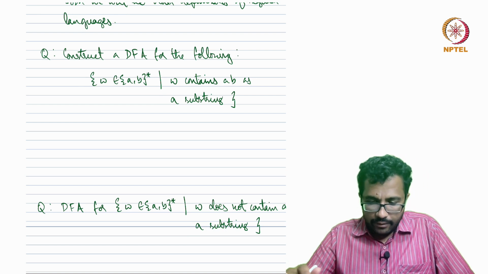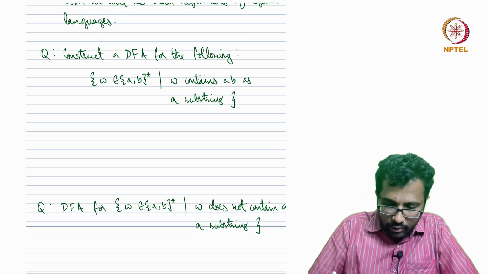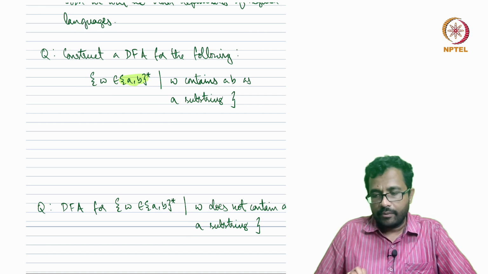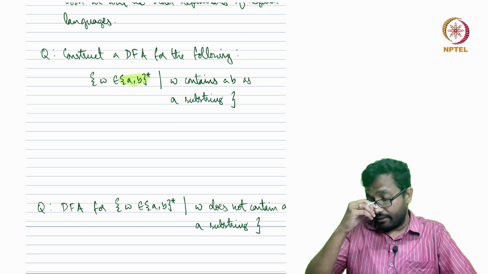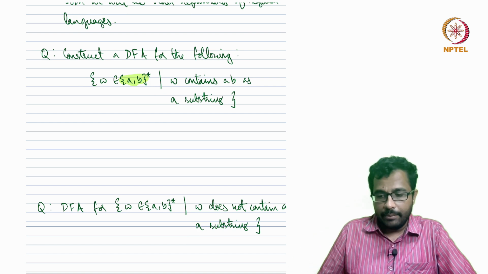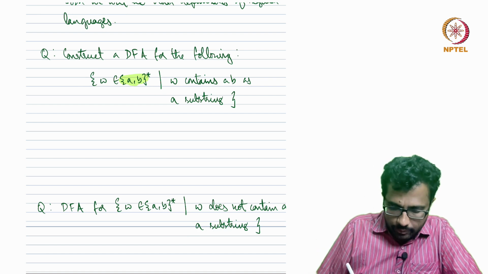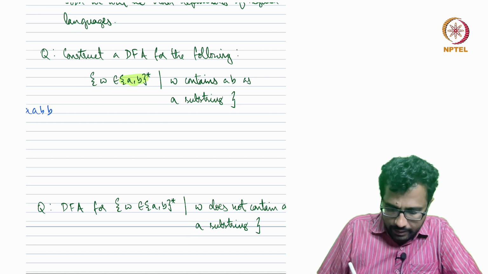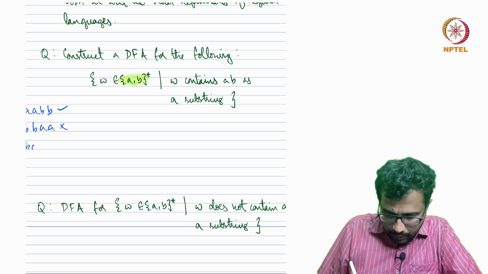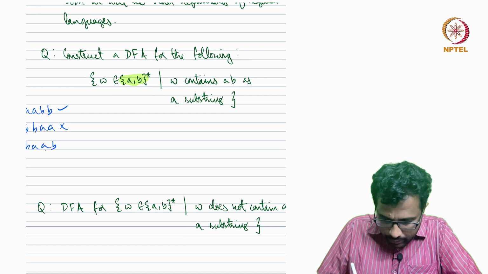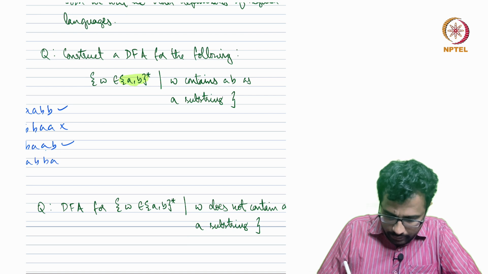So, a DFA for the following, where the alphabet is A, B, not 0, 1, where the string contains AB as a substring. So the input must contain AB as a substring. If at any point of the string AB appears, so ABB must be accepted, BBA must not be accepted, BBAB must be accepted because there is an AB here, right? ABA must also be accepted because there is an AB there.